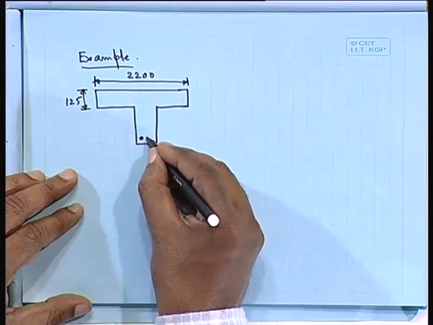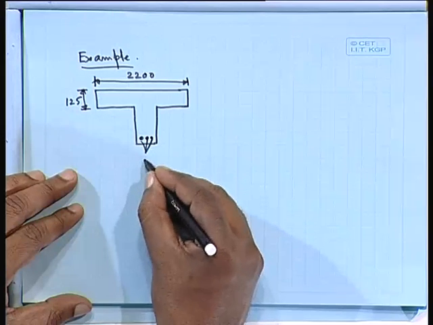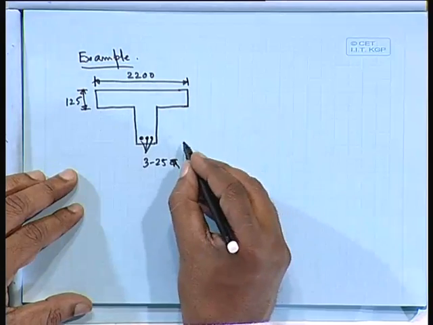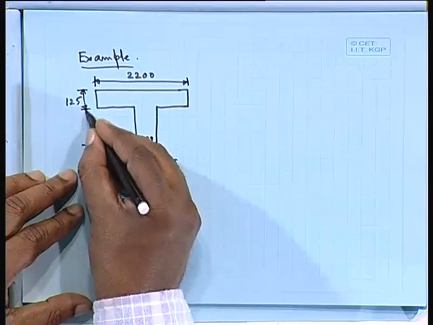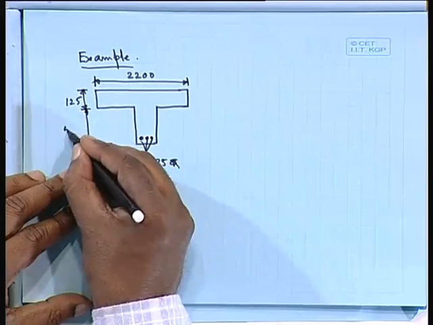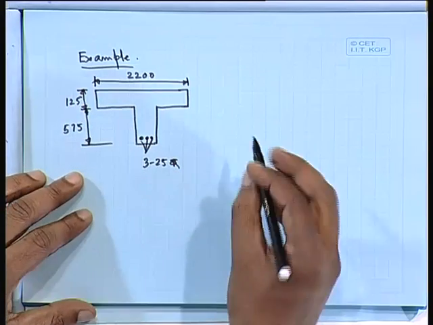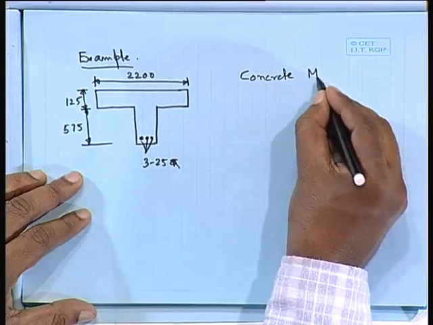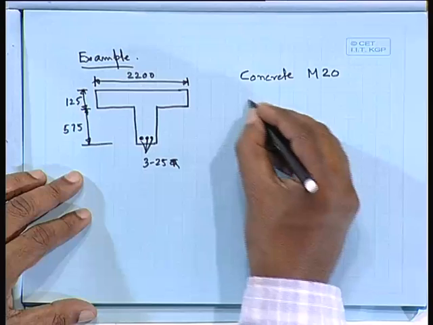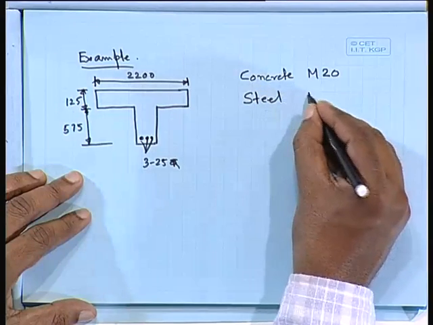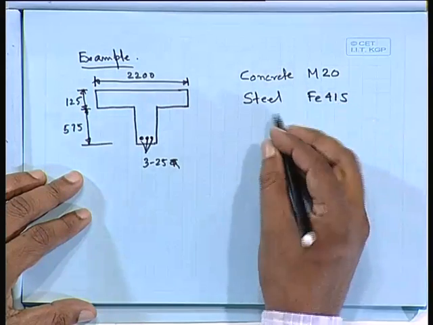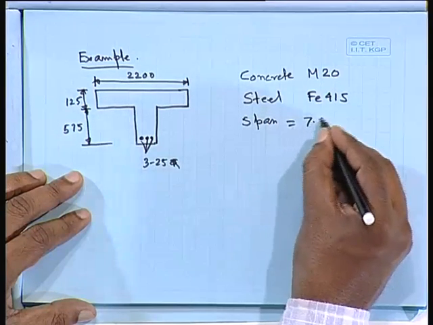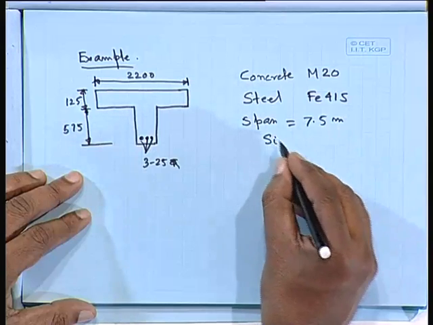Let us say we have got 3 25 bars, and this depth is say 575, overall depth say 700. Concrete M20, we are talking about service load, steel Fe415, dead load, span 7.5 meter, simply supported.